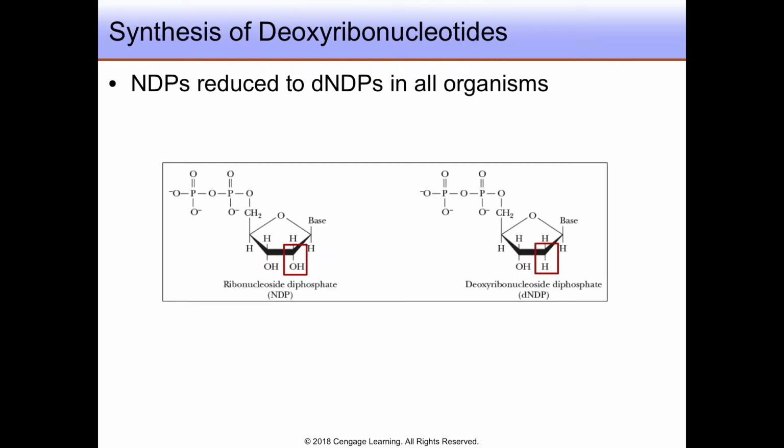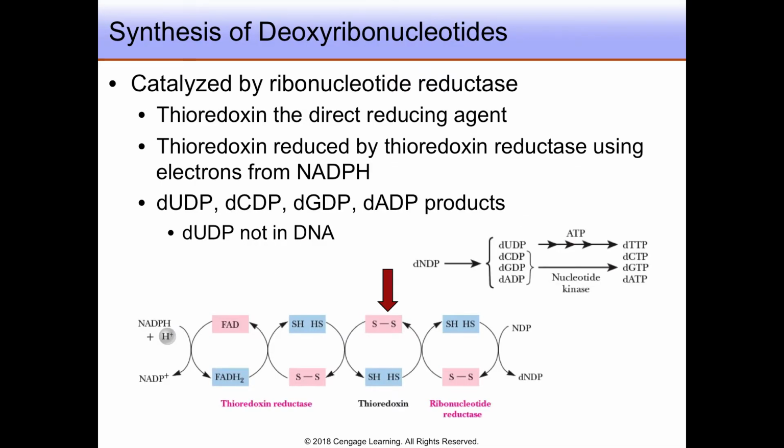In all organisms, the synthesis of deoxyribonucleotide diphosphates is accomplished by reducing the ribonucleoside form, as shown below. Note that since a C-O bond has been replaced by a C-H bond, the carbon has been reduced. This reaction is catalyzed by ribonucleotide reductase, and thioredoxin is the direct reducing agent, as outlined below.